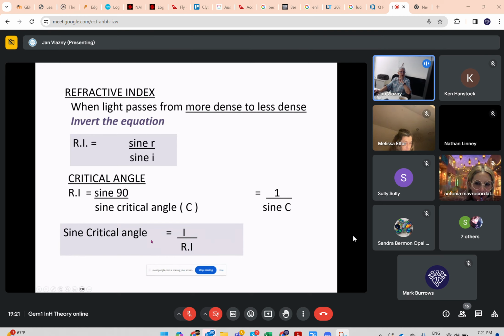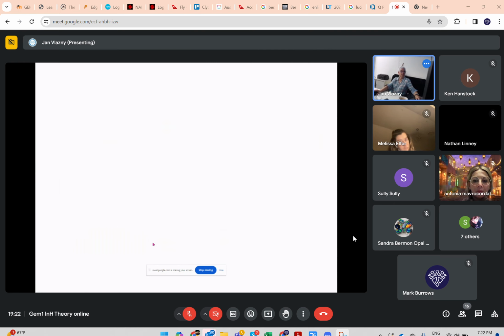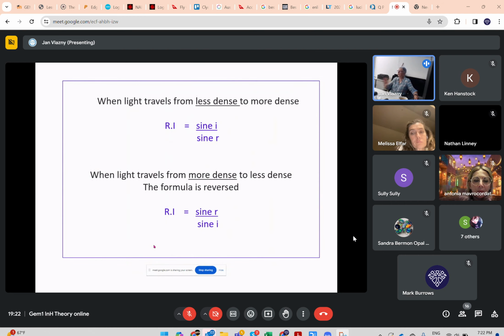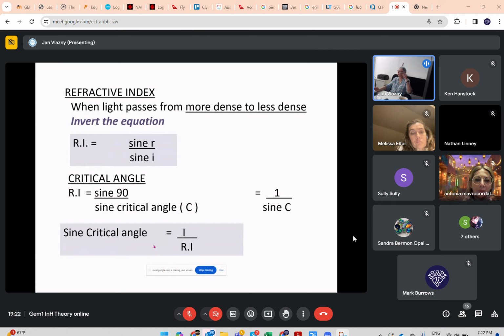So the sine of the critical angle, we can swap those formulas around. That's easy enough to do. So the RI is 1 over the sine of the critical angle, or the sine of the critical angle is 1 over the RI. So if I told you the RI of a gemstone, you could work out the sine of the critical angle, and then you'd look it up in a set of books, or online, and that would give you the angle. You're not going to be asked to do that, but you will be asked about these formulas and how you get the critical angle.